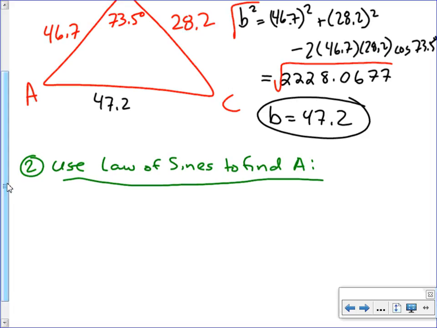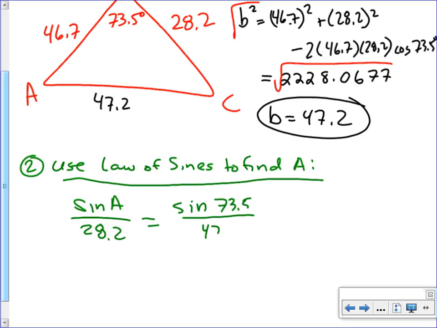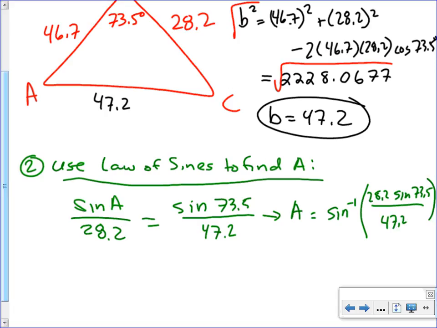Since we already have B, we're going to use the law of sines to find angle A. Remember that the thing you're finding is at the top, so we're going to do sine A over 28.2 as sine 73.5 over 47.2. To find A, you have to do the inverse sine of 28.2 sine 73.5 divided by 47.2.